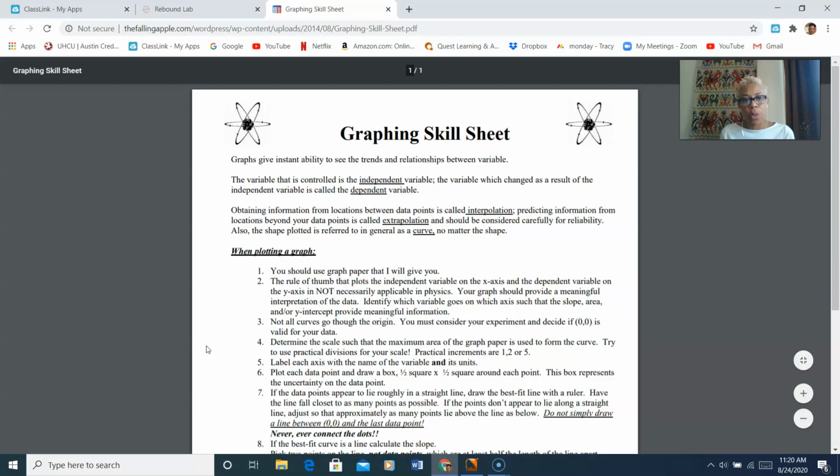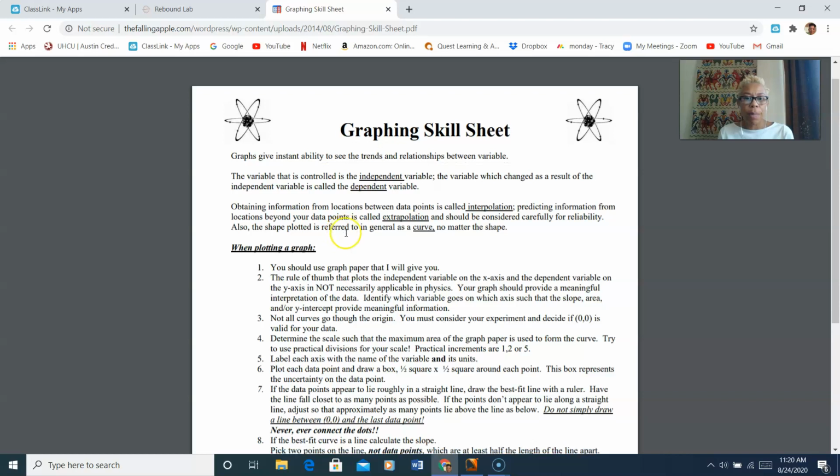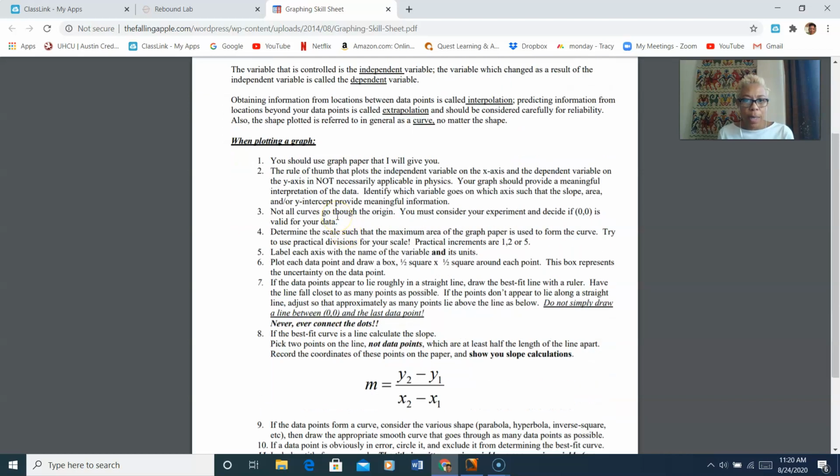If I click on this link, it takes me to the graphing skill sheet form. Please read through this. It's going to take you through step by step. Let me highlight some important information. Number one, when you draw your line, don't just start at 0, 0 and go through all the points. It may not go through 0, 0. Your line falls where the data says it falls. And if that line doesn't go through the origin, then it just does not go through the origin.